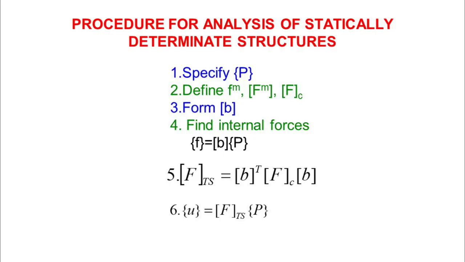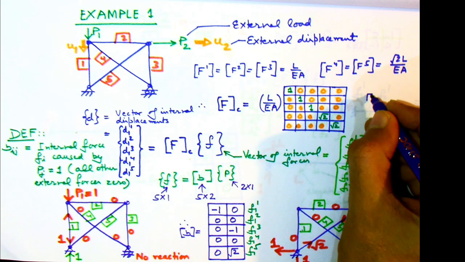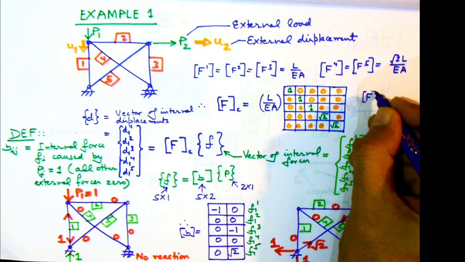After this step, using the matrix B, we can find all the internal forces because they are given by B times P. Then we form the total structural flexibility matrix by the product B transpose Fc into B. Once we have the FTS, we can immediately use that to obtain the external displacement vector U, which is equal to FTS into P. Having learned this procedure, let us continue with example 1.